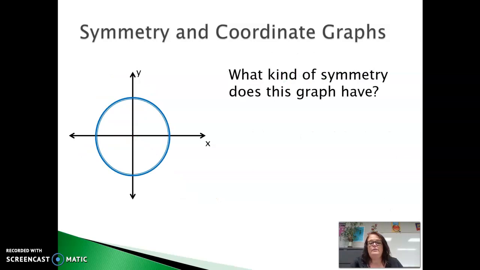Okay, so pause the video for a moment and I want you to determine what kind of symmetry this graph has. So you're thinking about the origin, the x-axis, the y-axis, the line y equals x, and the line y equals negative x.